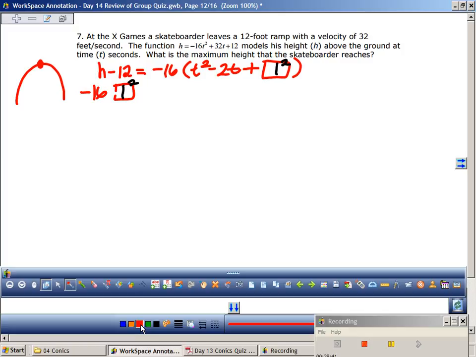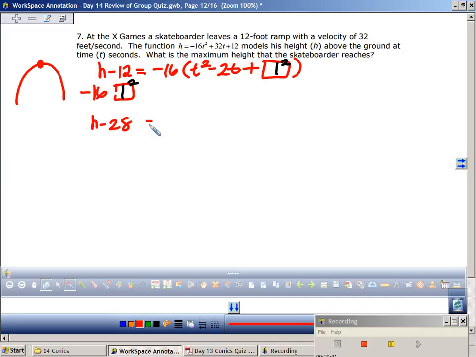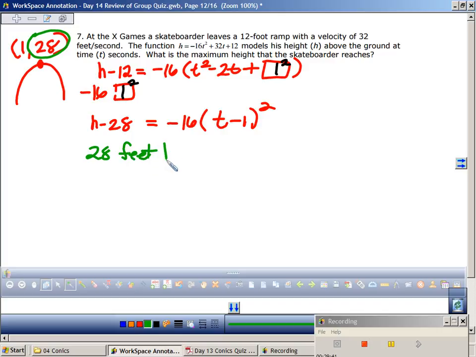Alright, so this is going to be negative 16 and negative 12. It's going to make h minus 28 equals negative 16 times c minus 1 squared. So my maximum height is going to be 28 because my vertex is at 1, 28. And I was forgiving on that one because this was a new question for your cumulative, so I circled it. But next time you should say 28 feet high.